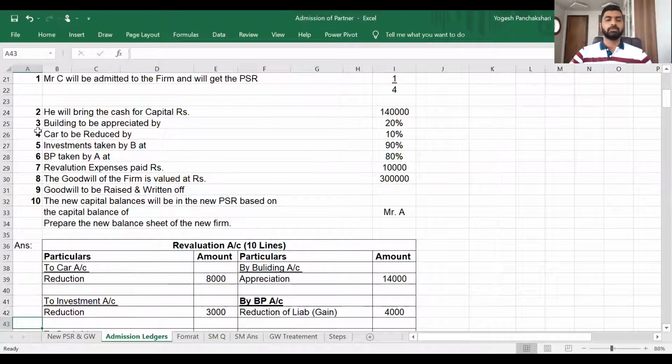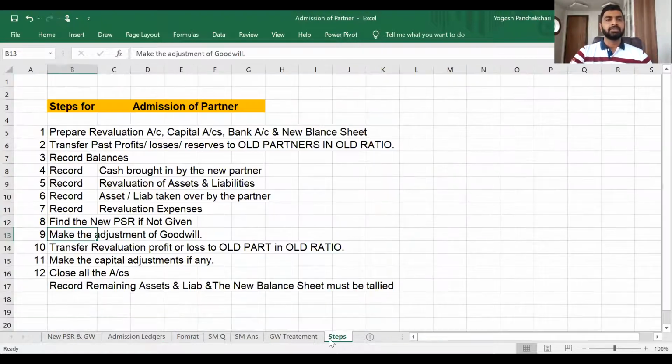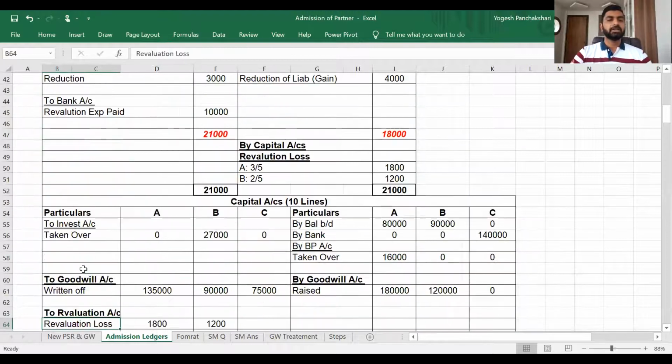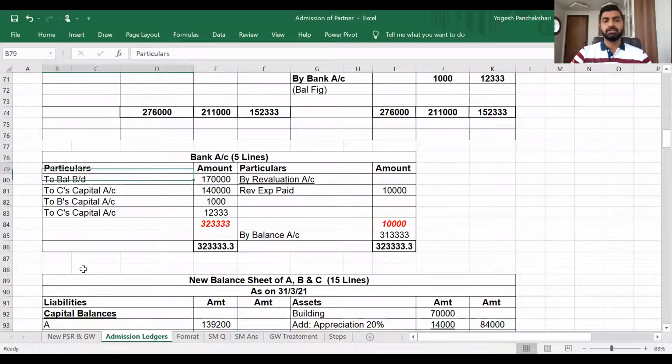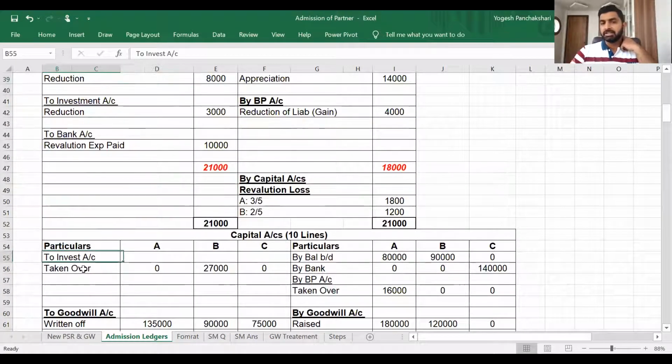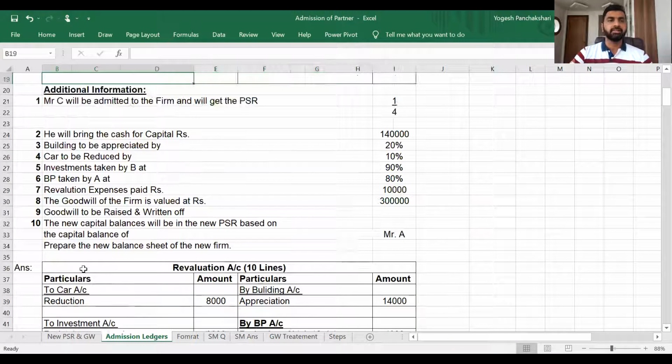So what are the steps to go for? First, prepare. So these are the steps. You can take the screenshot of these steps if you wish to. The step says you should prepare the revaluation account, capital account, bank account and new balance sheet first. Then transfer past profits, losses, reserves to old partners in old ratio and record balances to all the accounts. Let's go for it. Firstly, I will prepare revaluation account, capital account, bank account and balance sheet. Then I will record the bank balance as well as capital balances. And then I will transfer general reserve or whatever reserve is there to the old partners in old ratio. As it was not there, you can skip it off.